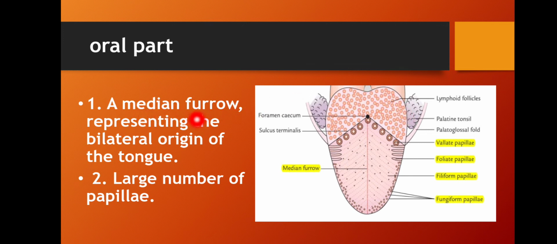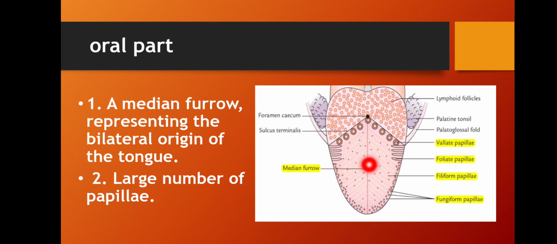So a median furrow representing the bilateral origin of the tongue, and a large number of papillae. See here, there is a median furrow on the oral part of the tongue. That is known as the median furrow because it is presented exactly in the middle of the dorsum of the tongue. So this furrow divides the tongue into two halves. That means we can say that the tongue is bilateral in origin. Along with that, we have some papillae.